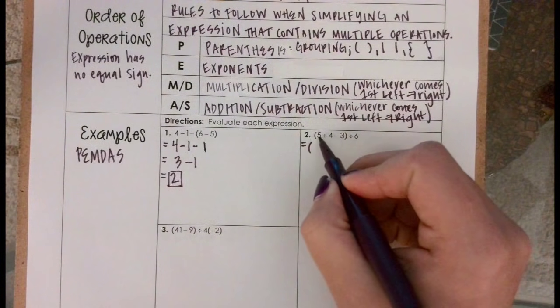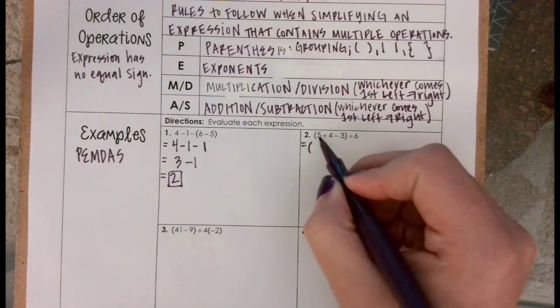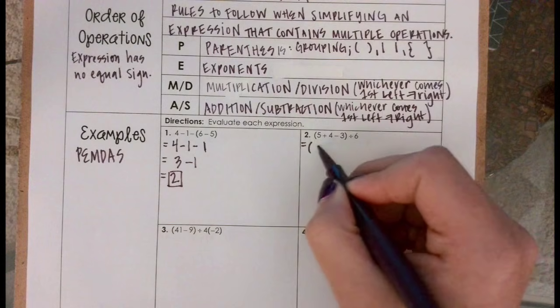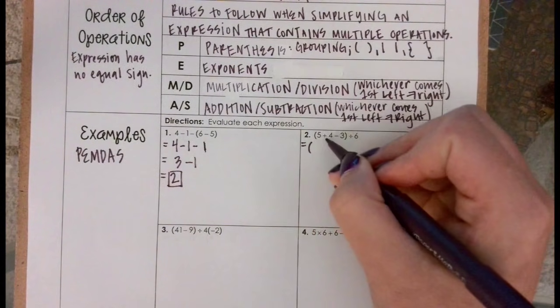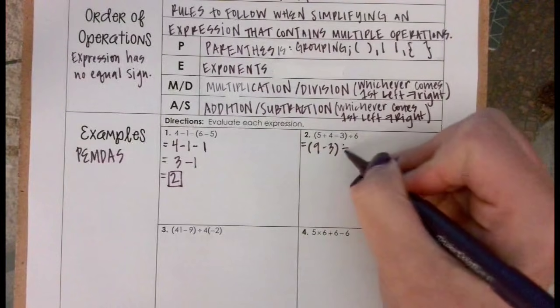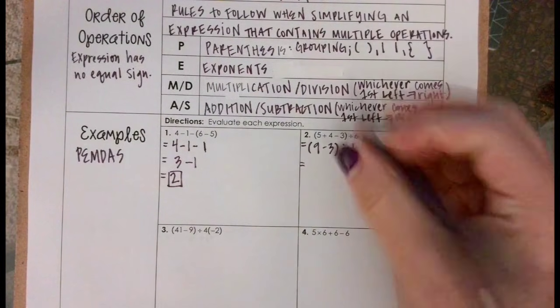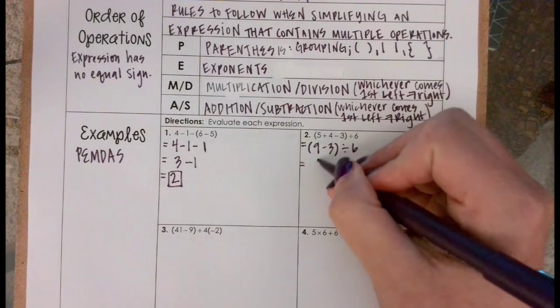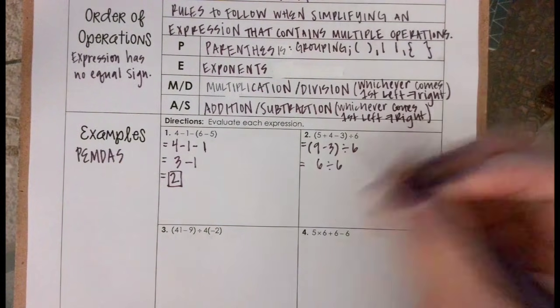So the first thing I'm going to do is, okay, do I have the parentheses? Are there any exponents in here? Nope. There's no multiplication in here, there's no division in here, but there is addition and subtraction. So I'm going to do addition and subtraction left to right inside the parentheses. 5 plus 4, remember left to right, is 9 minus 3 divided by 6. I still need to get rid of these parentheses because I've only done half of that operation. 9 minus 3 is 6 divided by 6.